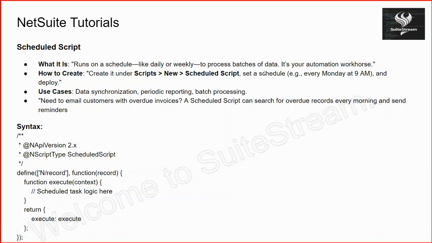For example, how do we create a script record? We navigate to Script, a new script, scheduled script. We set the schedule, where we can select any date, every 15 minutes, every week. Like that we can schedule that script and deploy. So what are the use cases? Data synchronization, periodic reporting, or batch processing.